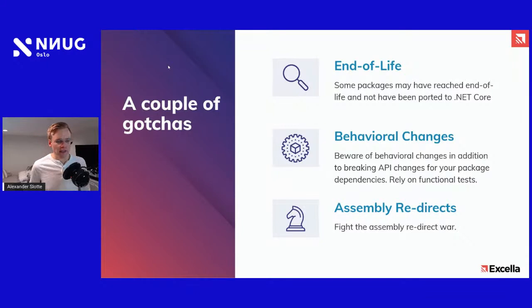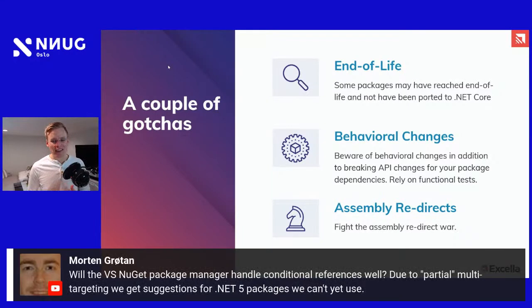So the third part here is that I will reiterate again and again: you will have to fight the redirect war. You may not, with Morten's comment, so hopefully not. But it's definitely something you have to prepare yourself for, if nothing else, because it will definitely become an issue at some point. And Morten asked the question here as well: will the VS NuGet package manager handle conditional references well due to partial multi-targeting? Get suggestions for the file we can't yet use.